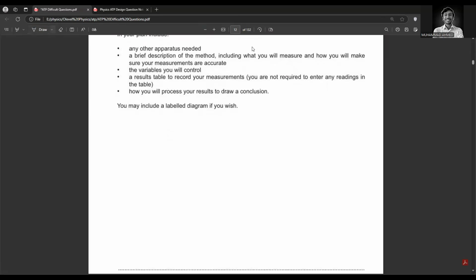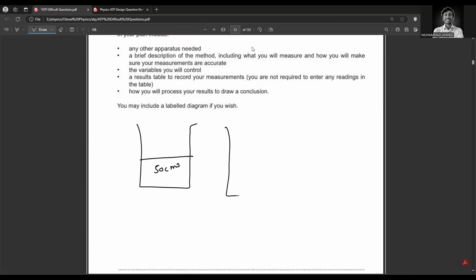Let's say you have a beaker that has 50 cm cube of water, and then let's say you have a beaker that has 100 cm cube of water. Which beaker will take a larger time to reach boiling point? Obviously, the second beaker, which has a larger amount of water.